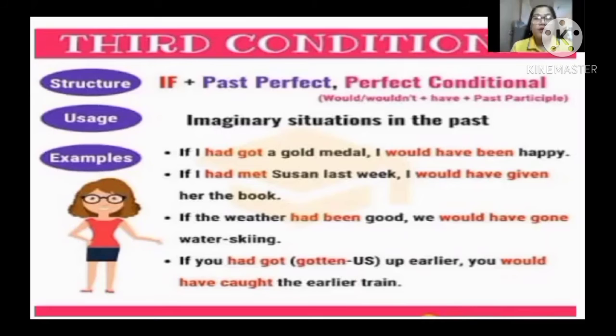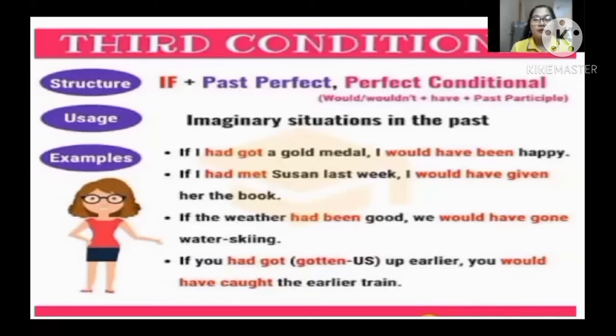So it is similar to the use of the second conditional sentence, but it has something to do with the past. Examples: if I had got a gold medal, I would have been happy. The past perfect tense in the if clause is had and then the past participle of the verb, got. I would have been happy. If I had met Susan last week, I would have given her the book. So the past perfect in the if clause is had met, then would have given her the book.